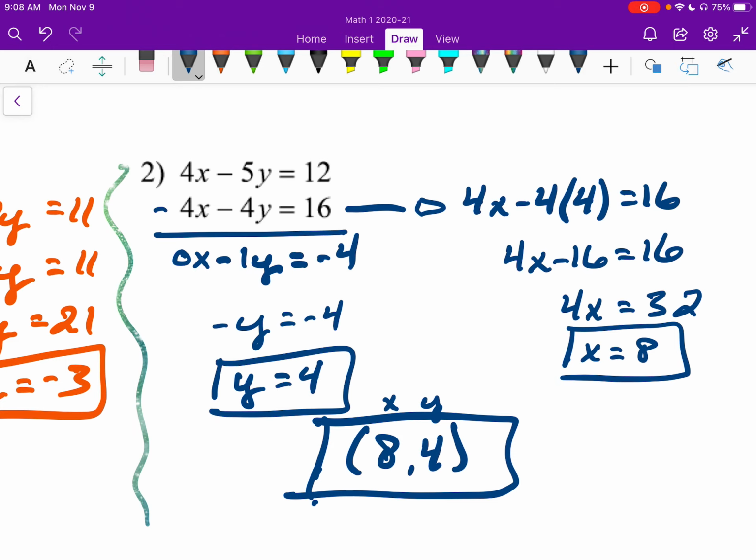And I don't know if I mentioned it, but we look up here. They're in order. The x's, then the y's, then the equals, then the constants. They're all in order, right above each other.